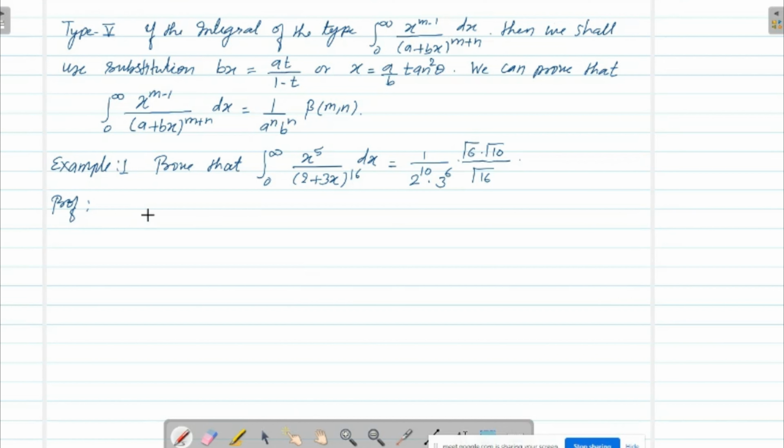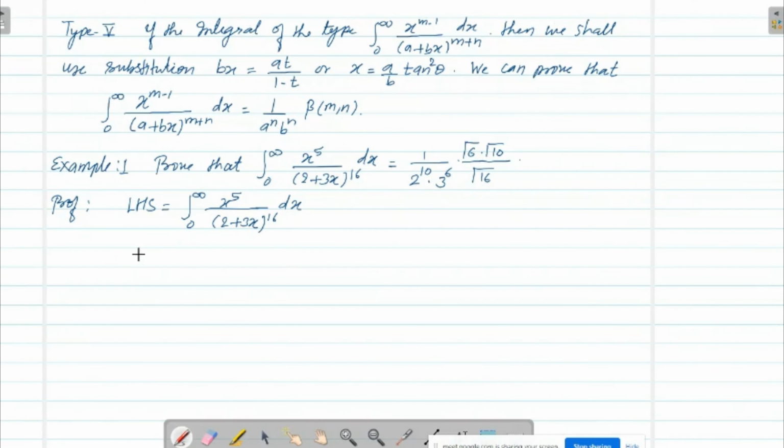For this, what do I have to do? We first write down just the left hand side. What is the left hand side? Integration of limit 0 to infinity x raised to 5 by (2 plus 3x) raised to 16 dx. For this, either you use this substitution or use this substitution. I'm using this substitution.